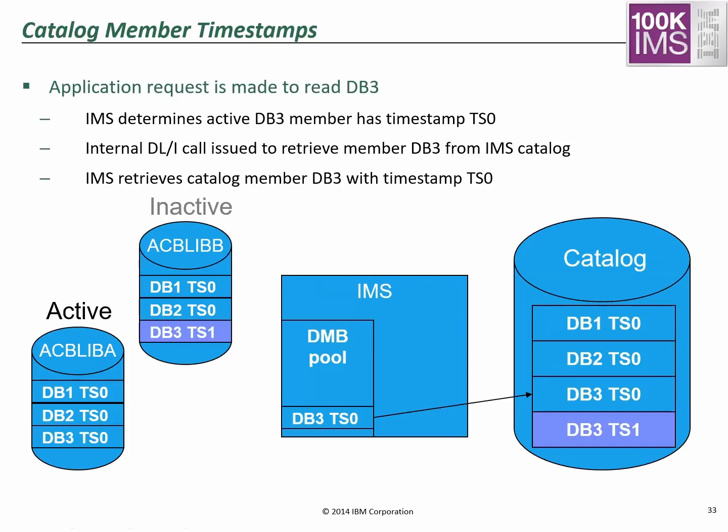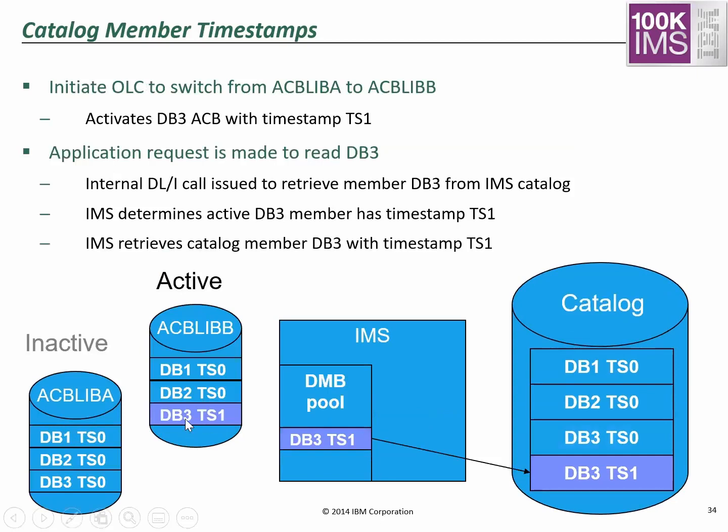So how is this used? When an application request is made, for example, to read DB3, IMS looks at the ACB library and says, okay, DB3 in the active ACB library has a timestamp of 0. So it goes out to the catalog and it retrieves DB3 for timestamp 0, and that's what gets used for metadata purposes, right? If you were to do an online change and then make DB3 timestamp 1 the active one, then when the application issues a call for DB3 and we need to get the metadata, IMS looks at the active ACB library and says, oh, timestamp 1 is the active one. So it goes to the catalog and retrieves the metadata for DB3 with timestamp 1. So that's how IMS determines which instance of that database or PSB gets used, right?